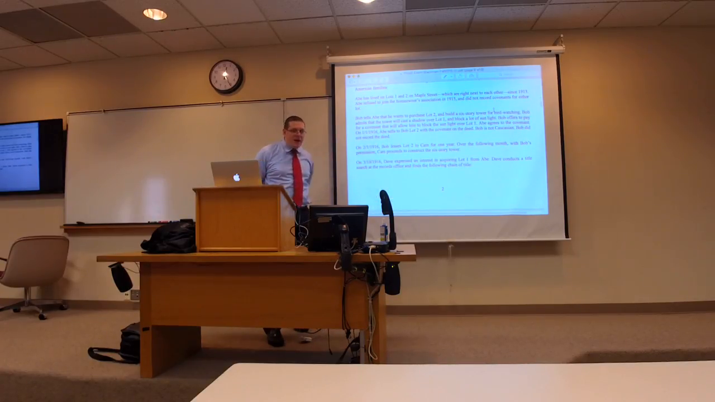Okay, so now we have this question. Abe has lived on lots 1 and 2 on Maple Street since 1913. He refused to join the homeowner association and did not record covenants for either lot. So Abe knew about this agreement, but he didn't join it. Query: was Abe under any obligation to tell prospective buyers about these restrictive covenants in the block?